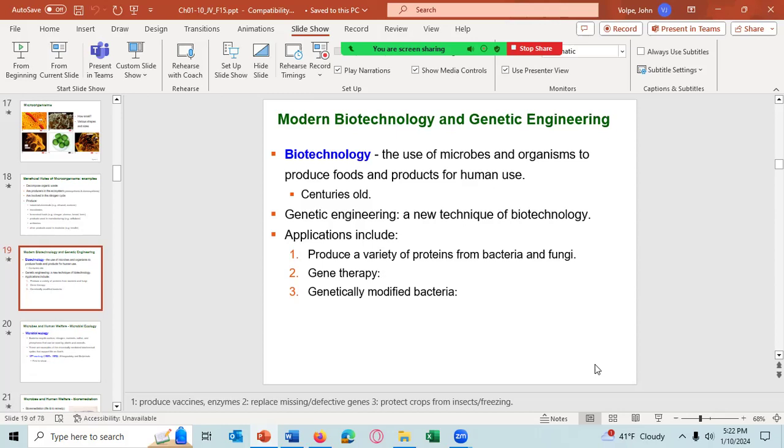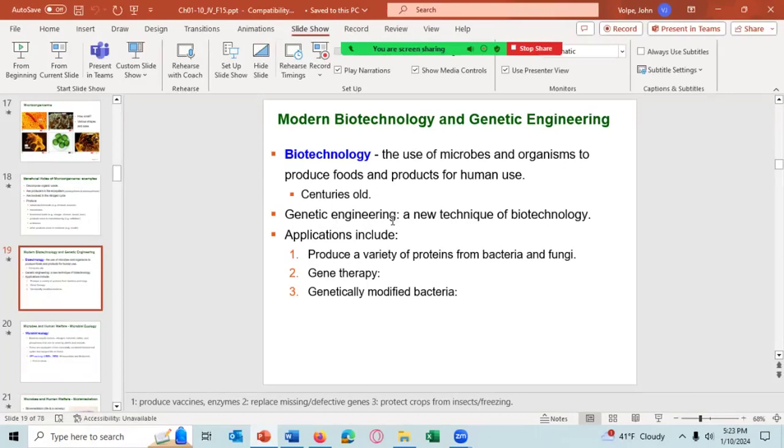Biotechnology is the use of microbes and organisms to produce foods and products for human use. Most people don't realize this, but biotechnology is actually centuries old. We've been using microbes to make sauerkraut and fermented foods for centuries. And so that is using biotechnology to make that product for humans. Genetic engineering is a new technique of biotechnology. And genetic engineering first started, I think, in the late 1960s. Became widespread in the 1970s.